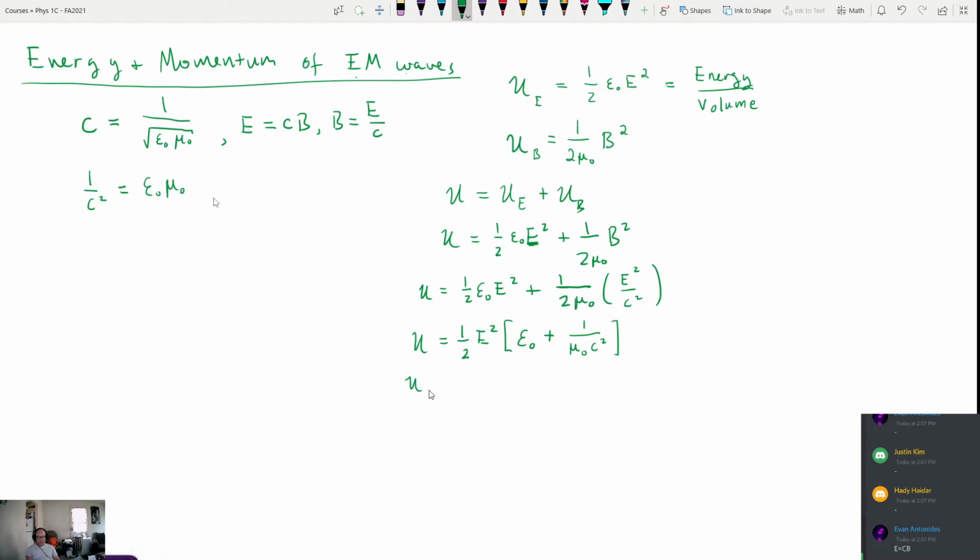So if we plug that in here, our energy per unit volume for our electromagnetic waves at a point in space is going to be 1/2 E squared epsilon naught plus 1 over c squared gets replaced by this over mu naught. And then the mu naughts cancel. We have epsilon naught plus epsilon naught, which will be 2 epsilon naught, which will cancel out with this 2. And so we get epsilon naught times E squared. That is the energy per unit volume in an electromagnetic wave.